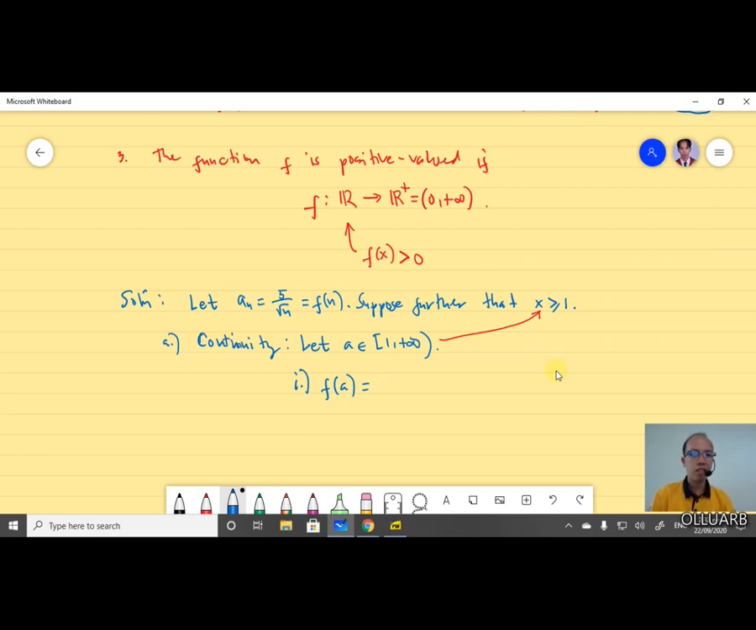Okay, so what is our f of a? Our function is defined as 5 over square root of a. Remember that our a is an element of this interval. So what is the limit of the function as x approaches a?